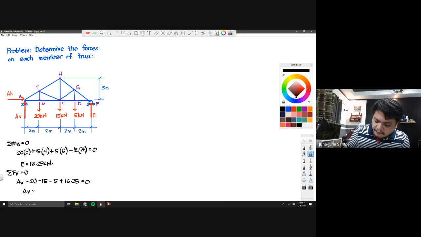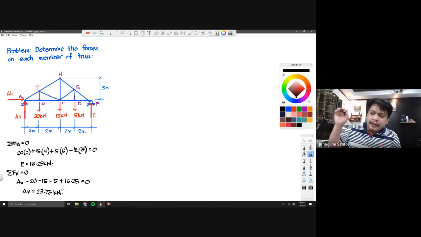So, you have now the vertical equal to 20 plus 15 plus 5 minus 16.25. So, that's around 23.75 kilonewton. Okay? So, ang gagawin natin, we will try to isolate, no? Pero dapat, kapag nag-isolate ka ng joint, dalawang members lang yung nakakabit sa kanya na unknowns. Ibig sabihin, hindi pa natin alam yung forces.